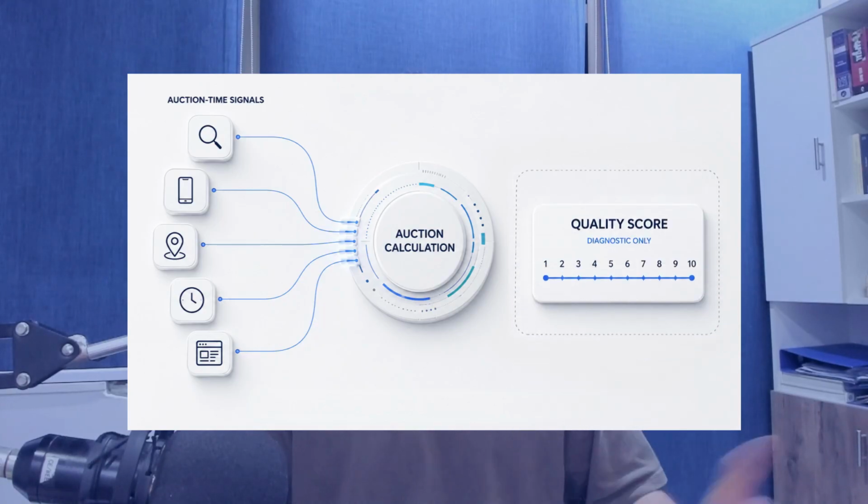Also, the visible quality score from 1 to 10 inside the Google Ads account is simply a diagnostic measurement. It helps you investigate expected click-through rate, ad relevance, and landing page experience. But as such, Google does not simply take that visible number and insert it into the auction as a score, right? The practical lesson in the context of auction participation is more important than the mathematical details.